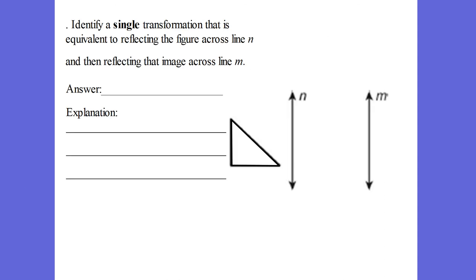All right, it's almost like we did this exact same problem recently. Identify a single transformation that is equivalent to reflecting the figure across line N and then reflecting across image line M.